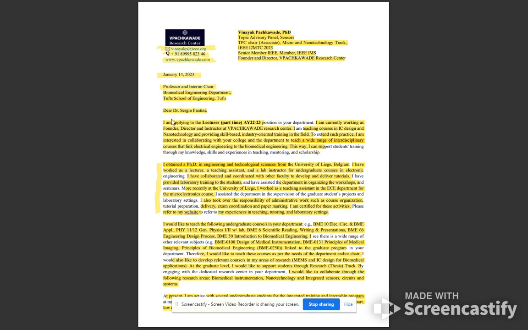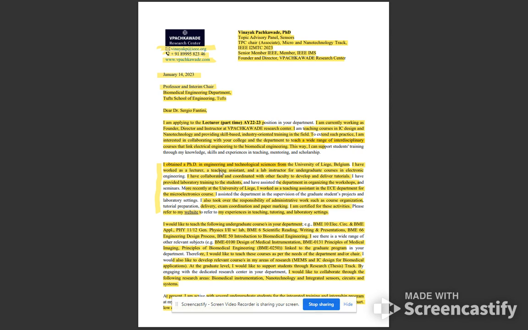Then, in the first paragraph, start with which position you're applying to, with the reference number. Give information about what you're currently doing, and try to put in the current activity which is aligned with the requirement of this particular position. If it is a teaching or research based position, you would like to add only that information in a couple of lines, and tell what your motivation is: that you want to teach the course, and you want to help the students in their training through your existing knowledge, skills, and experiences.